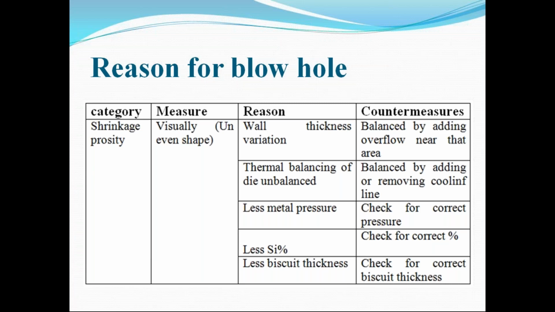So which one is best? If the biscuit solidifies first, then porosity takes place on the product, and if the product solidifies first, then porosity happens on the biscuit. Okay, we are interested in the product, so that's why the best practice is to choose higher biscuit thickness. Generally we choose it 10 to 15 millimeters greater than the thickness of the product. Okay, so these are the important reasons for shrinkage porosity, and these are the countermeasures.